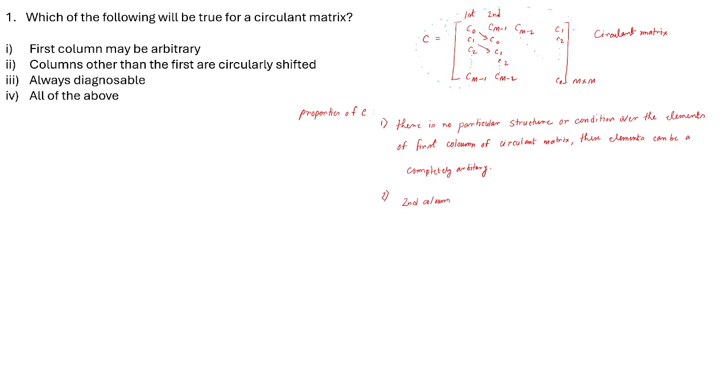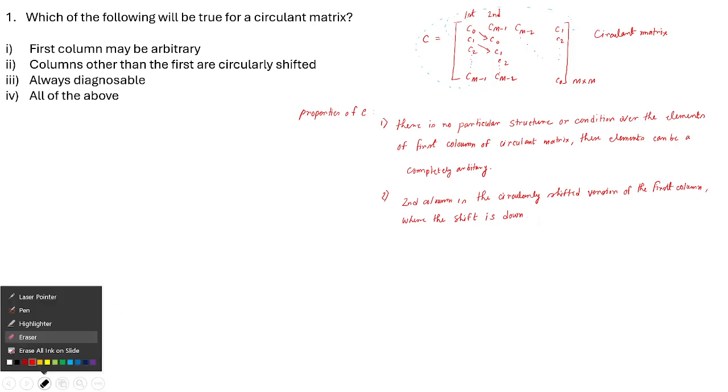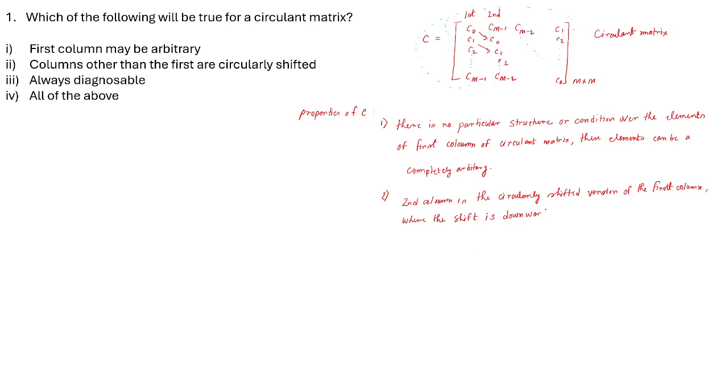Second column is the circularly shifted version of the first column, where the shift is downwards by 1 unit.